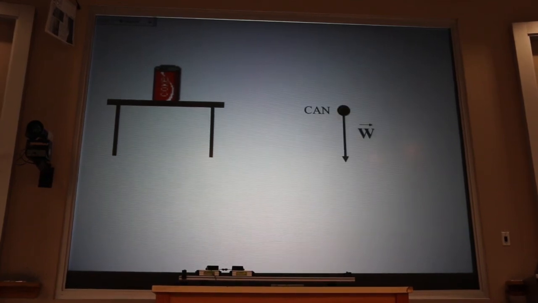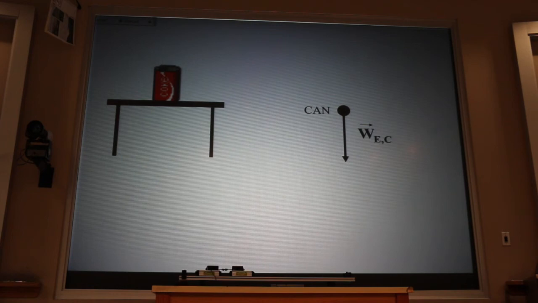Let's look at this example. This example is very similar to a lot of the problems in your tutorial homework. We have a single can, a pop can, sitting on a table. If I draw a free-body diagram for that, I have the weight down, earth on the can. There's no magnets. We're getting to them. Just be patient.